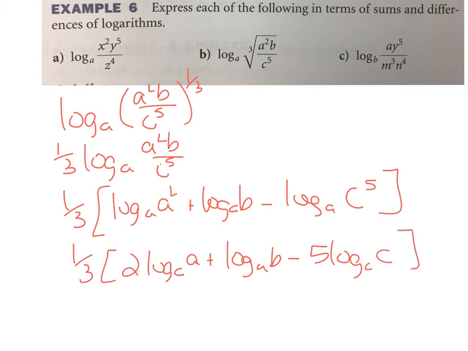All right, now what I'm going to do is multiply everything through by 1/3 just to simplify. Now, this right here, log base a of a, is really just 1 because a to the first power is a. So I'm doing 1/3 times 2, plus 1/3 times log base a of b, minus 5/3 log base a of c.